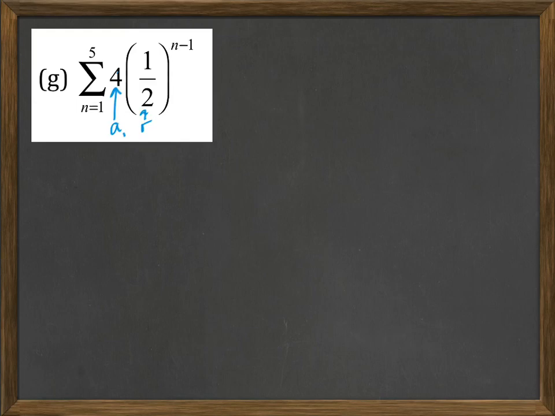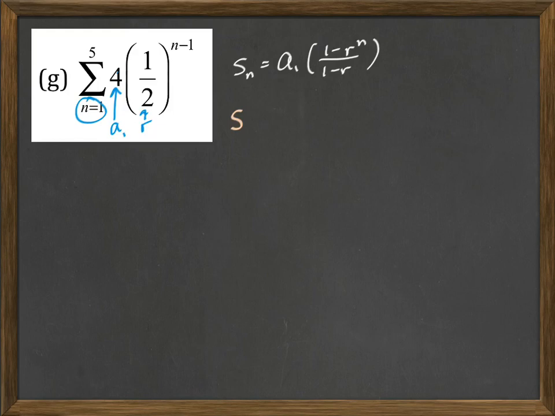So what is the geometric sum rule or formula? It is a sub 1 times 1 minus r raised to the n divided by 1 minus r. Okay, so all we have to do is identify the a sub 1, the r, and the n, and we got our problem solved. Okay, first let's go ahead and identify the n, since that'll be the first thing that we write right here. The n represents the number of terms that are going to be added together.